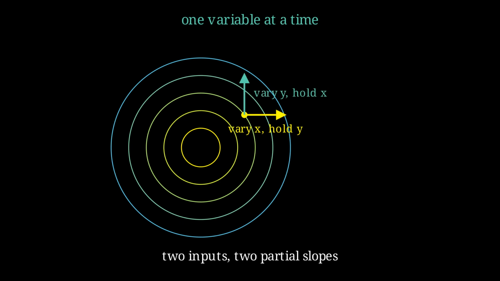Now do the same the other way. Freeze the first coordinate and walk only north and south. That slope is the second partial derivative. So a surface does not have a single slope. It has one slope for each direction you could step. 2 inputs, 2 partial slopes. The natural next question is how to combine them into a single answer for the steepest way up.